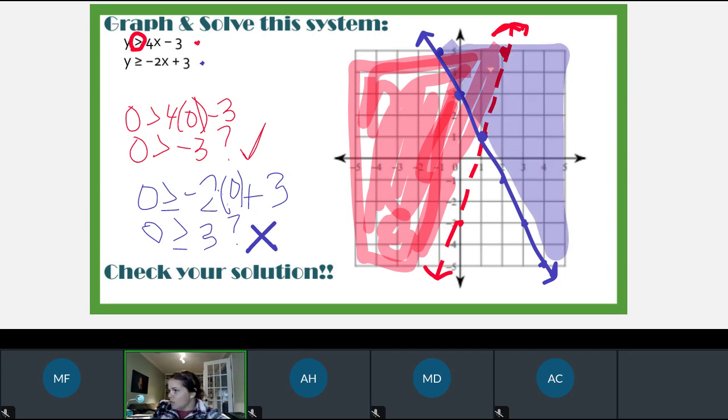So now is where I'm going to darken in my solution set, which is going to be where the two overlap. So you can see that the red and the blue are going to overlap here, and I'm going to color it in purple. So graphing, it does look like a triangle. Graphing systems of linear inequalities is the same as graphing one inequality. You're just putting two of them on the same coordinate plane.